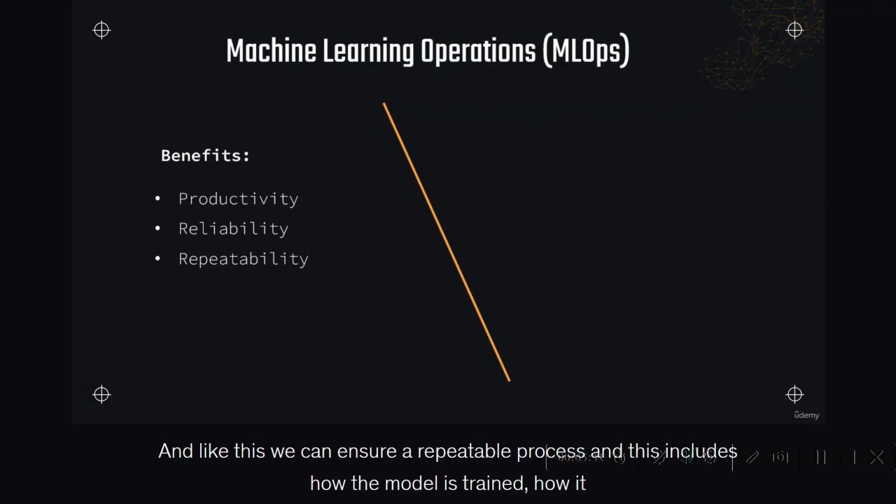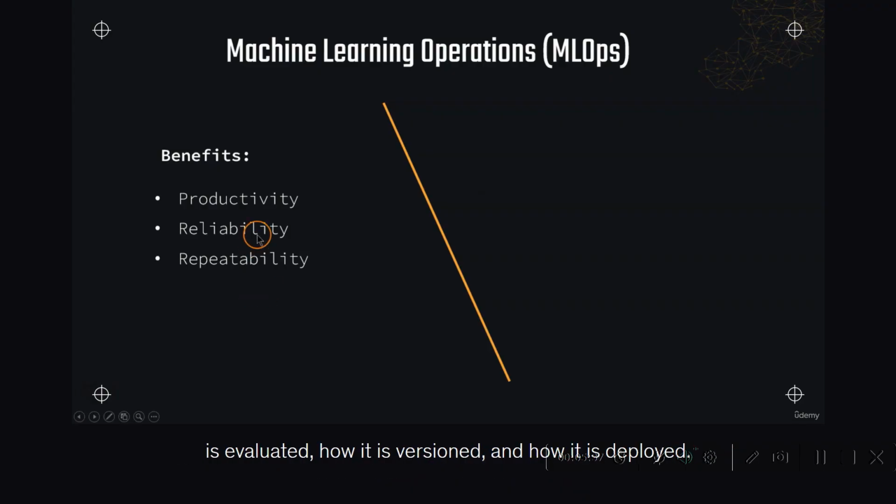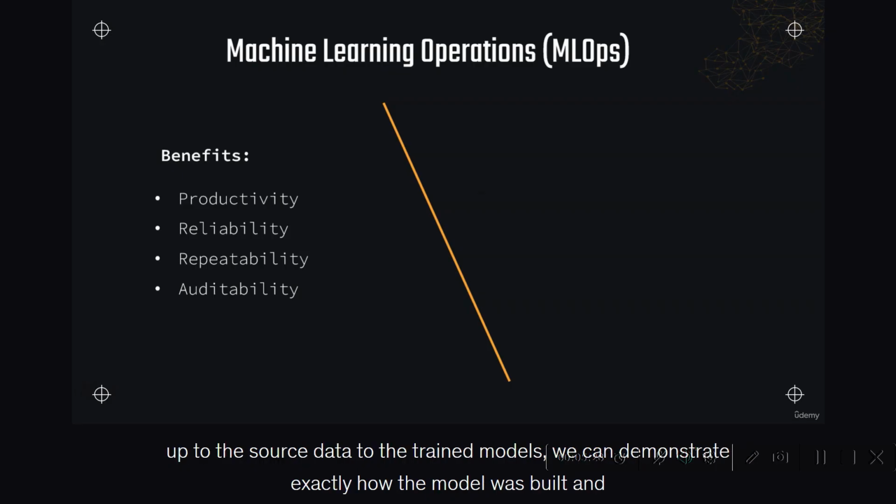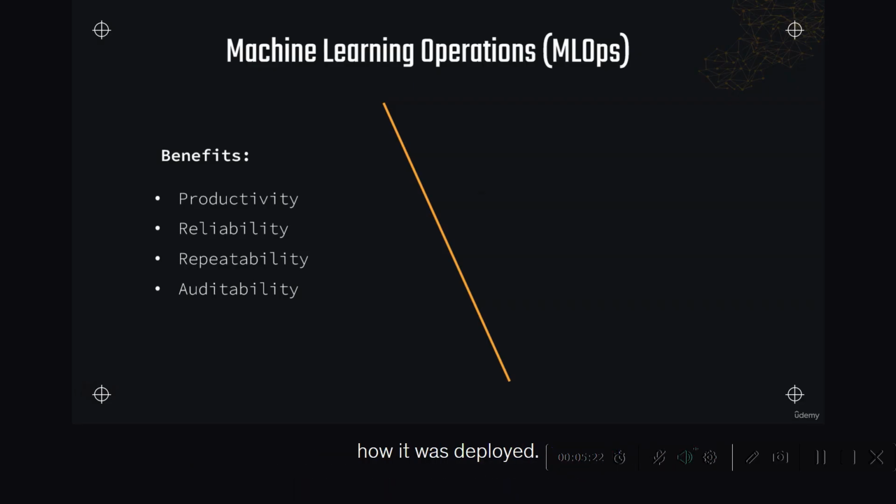And this includes how the model is trained, how it is evaluated, how it is versioned, and how it is deployed. Also, of course, by versioning all of the inputs and outputs, all the way from data science experiments up to the source data to the trained models, we can demonstrate exactly how the model was built and how it was deployed. So like this, it is more auditable.